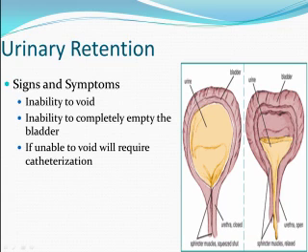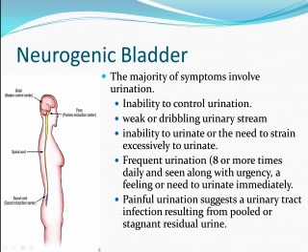Benign prostatic hypertrophy is a common cause of urinary retention. Difficulty initiating and maintaining urine flow is often the presenting complaint in men with BPH. Neurogenic bladder is a urinary problem in which the bladder does not empty properly due to a neurological condition.